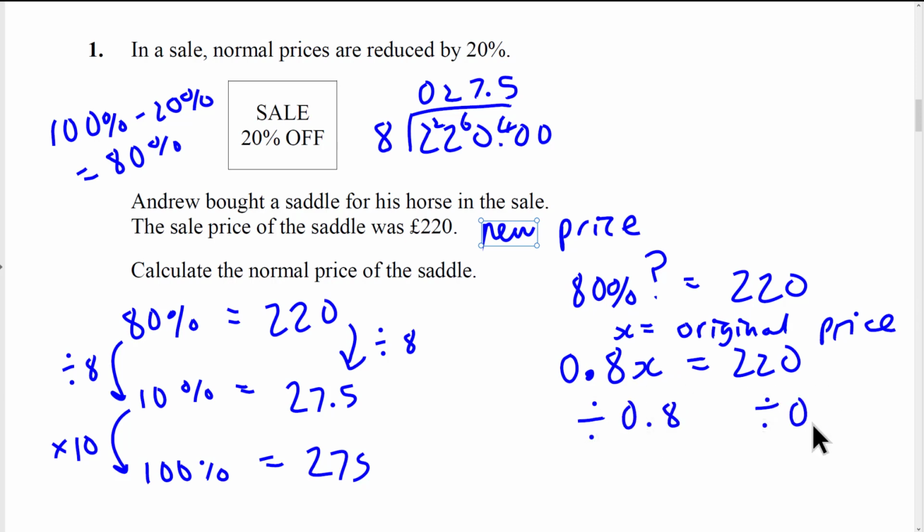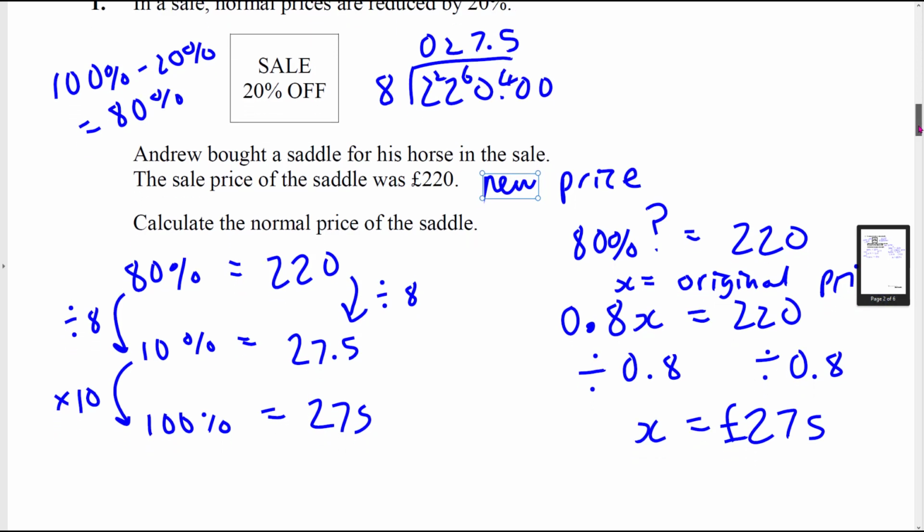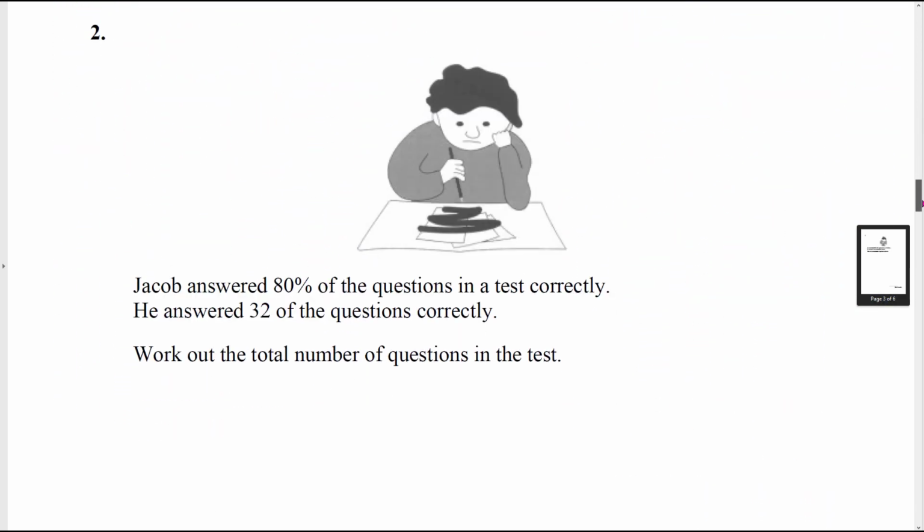Divide by 0.8. And you can do this method without a calculator if you know how to divide by 4 over 5. Just keep, change, flip. And so X is going to give you 275 as well, and that's pounds. And that's the answer. Quite easily done. An easy few marks. So go back to the beginning and give that question a go yourself. But you can see all these questions are easily doable. Let's go to the next question.